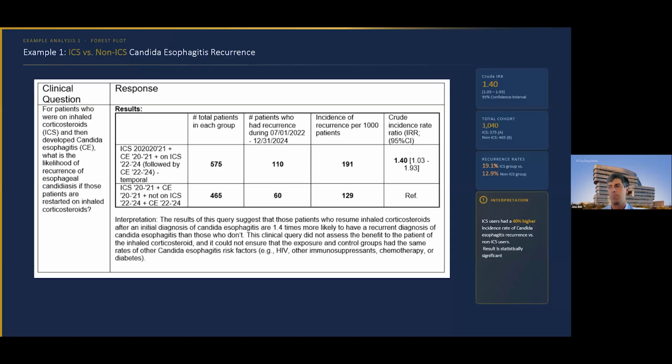And then we couldn't ensure that the exposure and control groups had the same rates of other risk factors, such as HIV. Were they on other immunosuppressants? Were they exposed to chemotherapy? Did they have diabetes? So we weren't able to look at those things as well. So when the clinician is able to take this report back to the patient, they can understand what things we were able to look at and what things we weren't. So that's one example of a report that we created using this method.